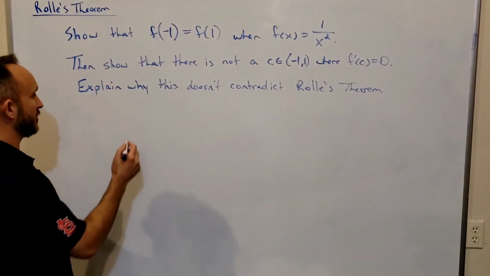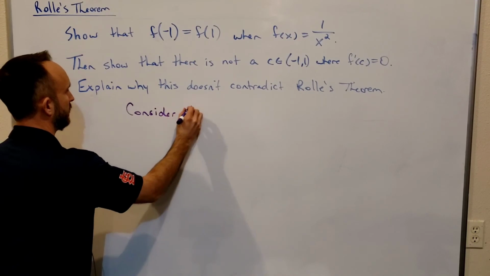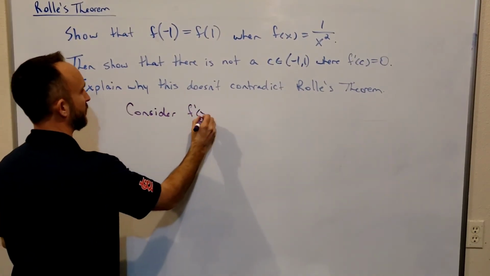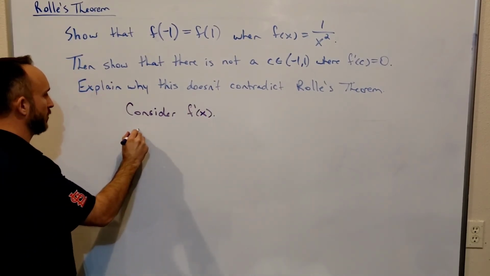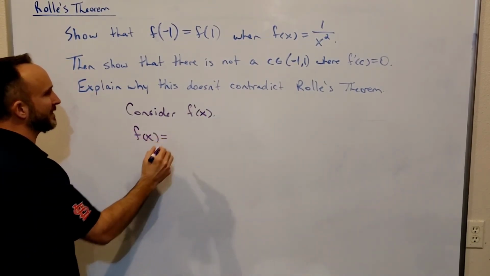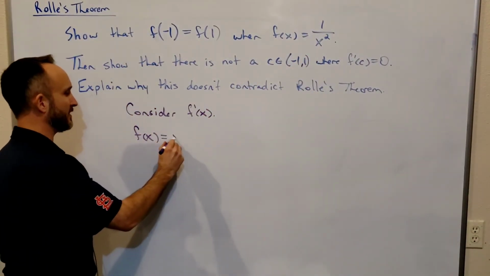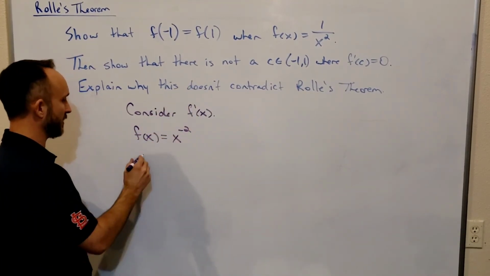So let's consider f prime of x. Well, the easiest way to differentiate f of x, 1 over x squared, is to rethink of it as x to the negative second power. 1 over x squared is x to the negative second power.